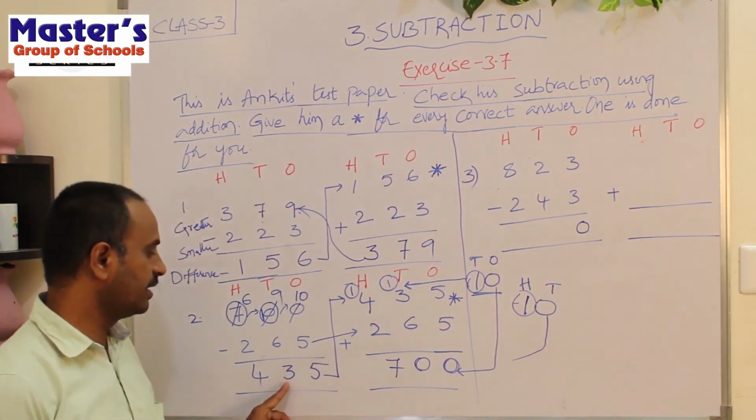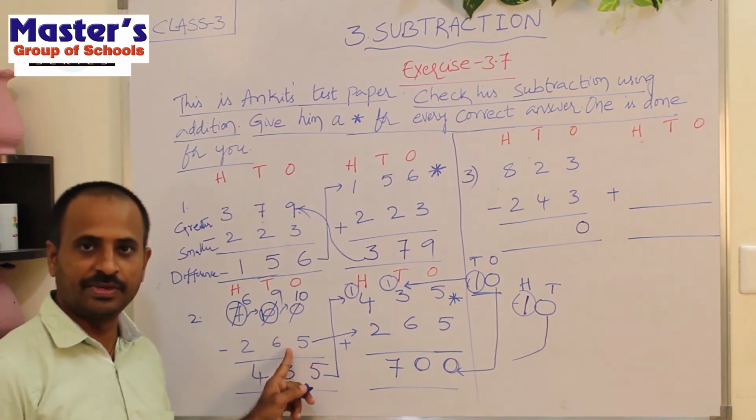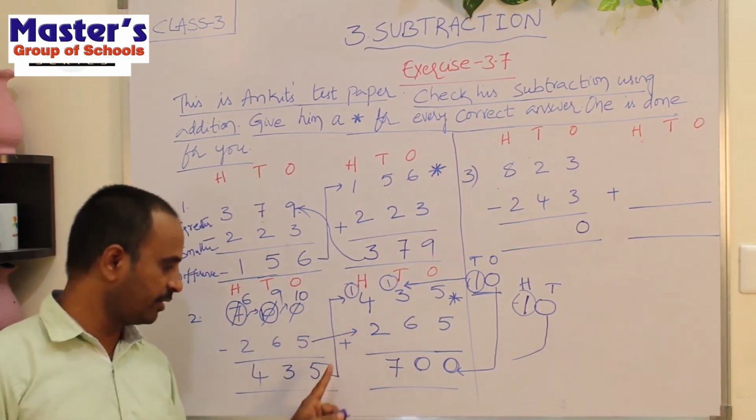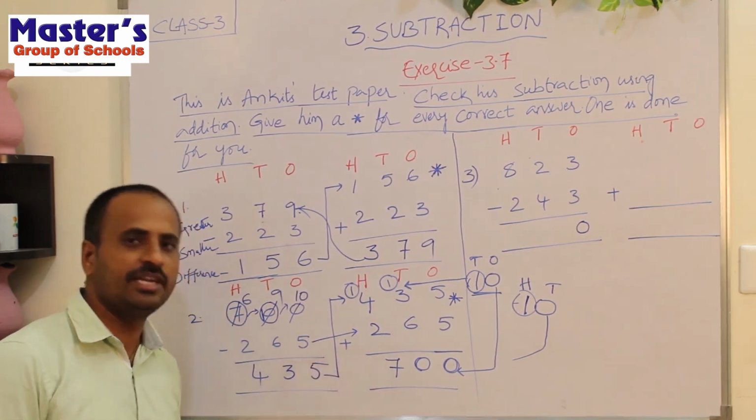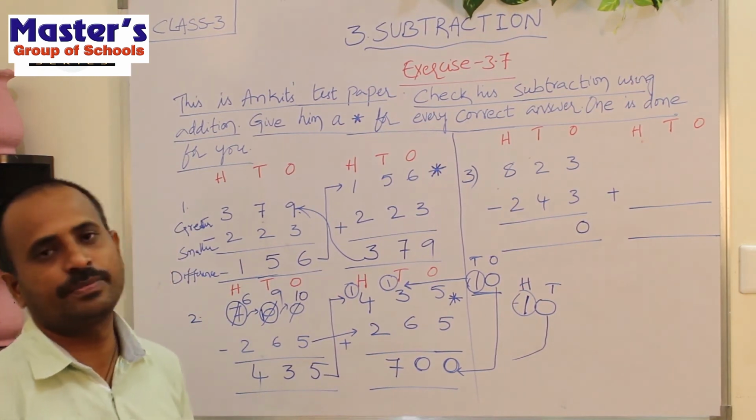So our answer 435 is correct, because if we add the smaller number, that means if we add the second number to the difference, we have got the first number. So in this way we can verify our answer. We can check our subtraction.